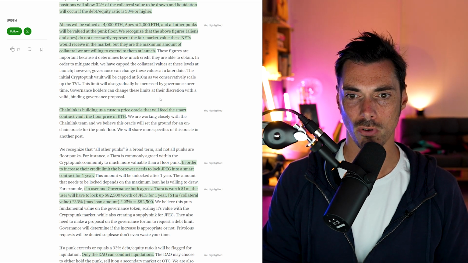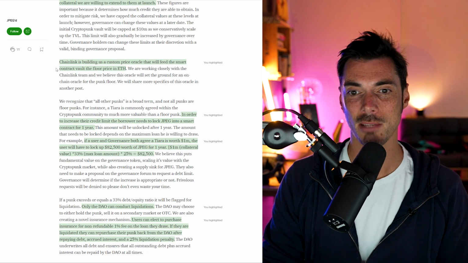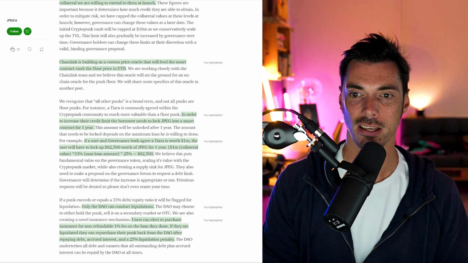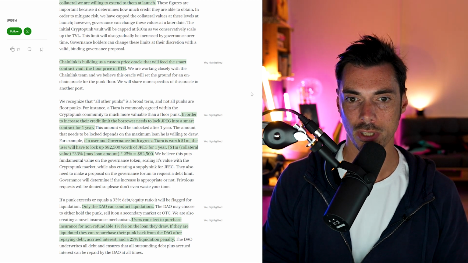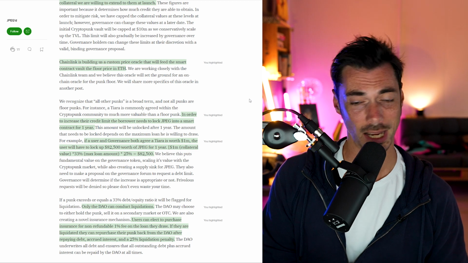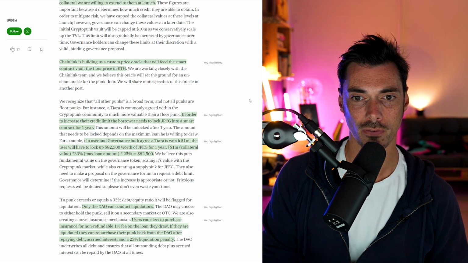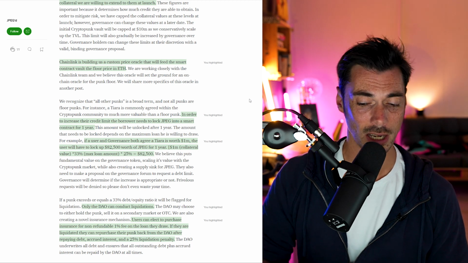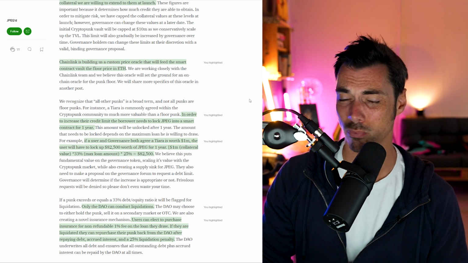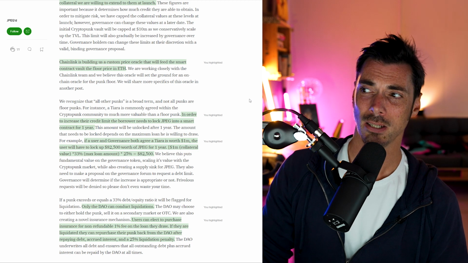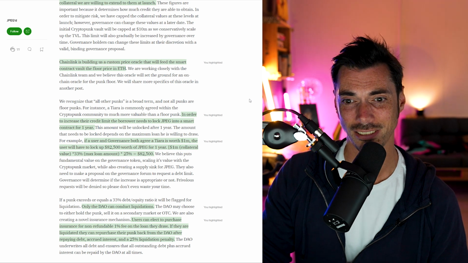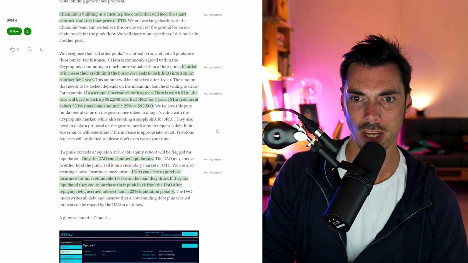What else do they say? The initial CryptoPunk vault will be capped at 10 million. Here's the fun bit. Chainlink is building a custom price oracle that will feed the smart contract vault the floor price in ETH. And we are working closely with the Chainlink team. We believe this oracle will set the ground for an on-chain oracle for the punk floor. Now, the way punks are sold is slightly different to the way any other NFT is sold. So I'm curious how they would figure out the floor price for, for instance, a Bored Ape. Would they just take the feed from OpenSea? Because we know that there is wash trading going on, and there is some weird stuff. And if there was an ability to influence the oracles adversely and get someone liquidated, well, I don't know. There's some strange things going on here.